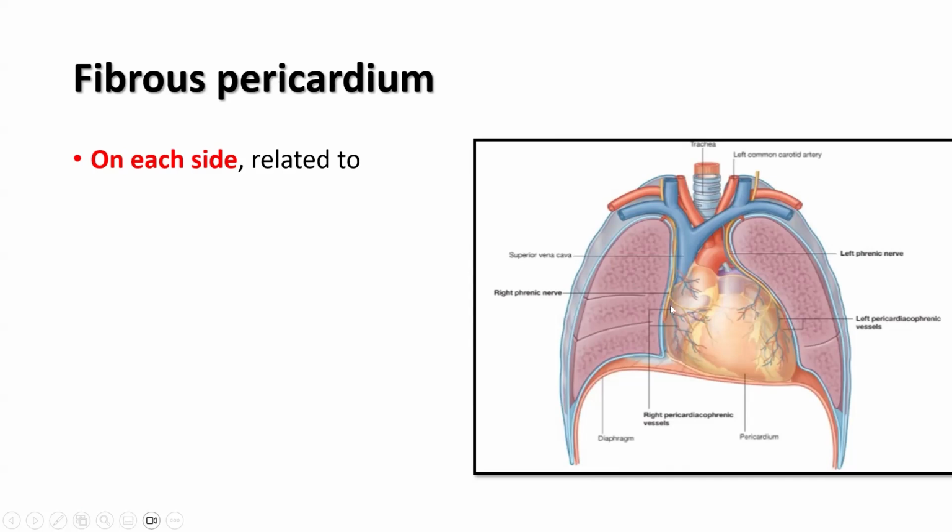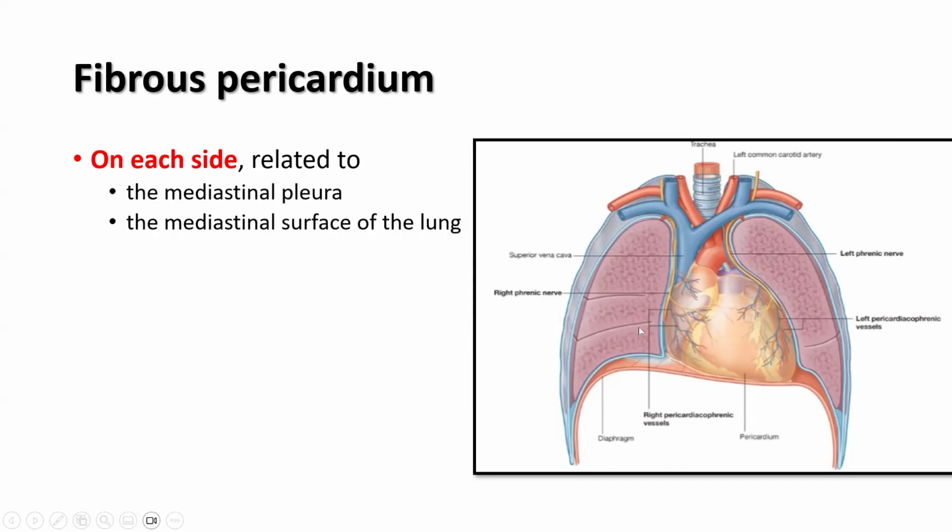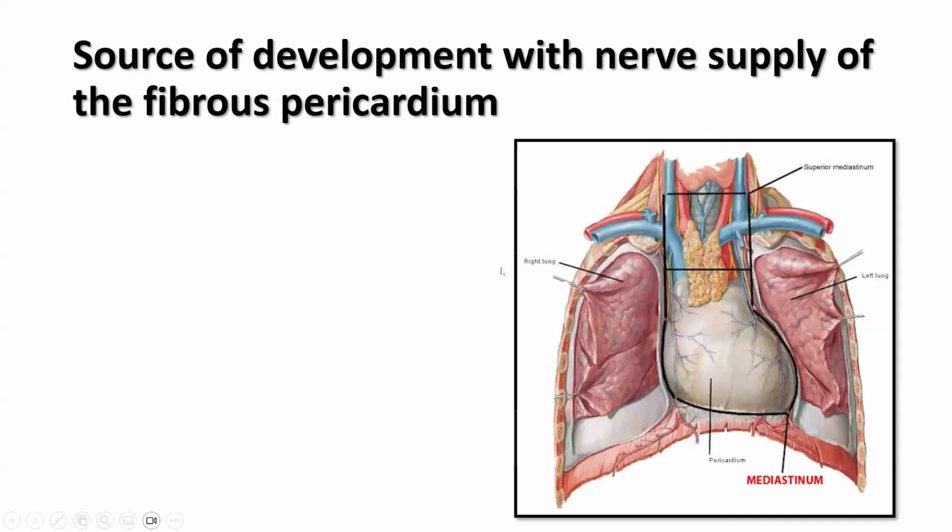So, the lateral relation of fibrous pericardium will be at first mediastinal pleura, mediastinal surface of the lung, and in between the fibrous pericardium and mediastinal pleura, there will be phrenic nerve and pericardiophrenic vessels.